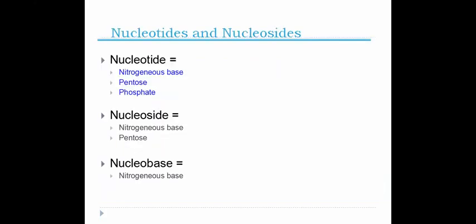Okay, so the basic principle: nucleic acids are in two forms. We have nucleotides and nucleosides. A nucleotide has a nitrogenous base, pentose, and phosphate. The nucleoside only has a nitrogenous base and a pentose. When there's no phosphate, it's a nucleoside. When there's a phosphate, it's a nucleotide. As you see your MCQ questions, you should be able to differentiate a nucleotide from a nucleoside.